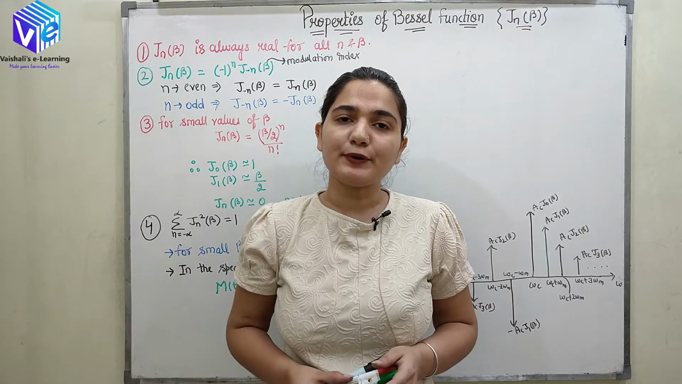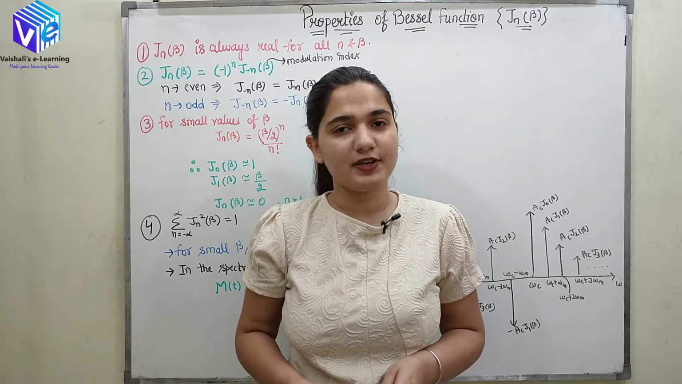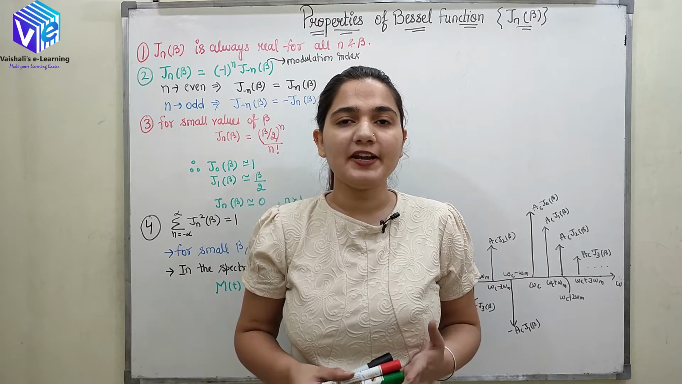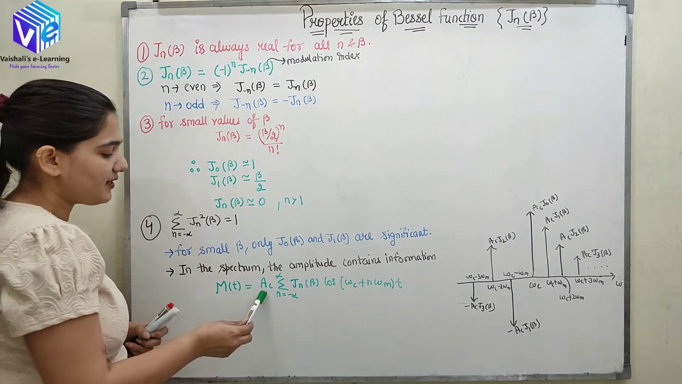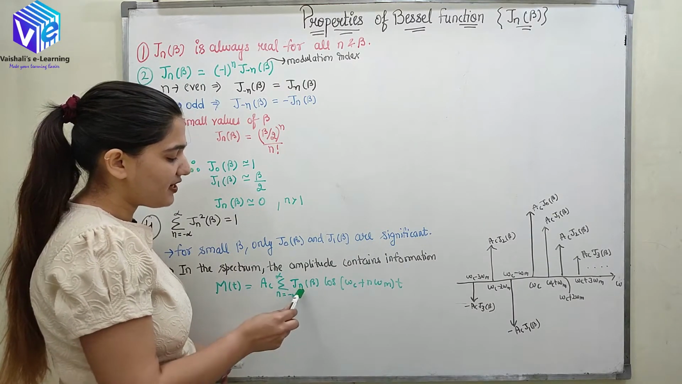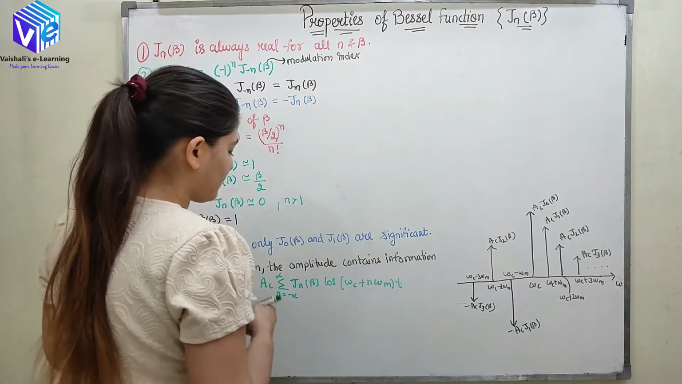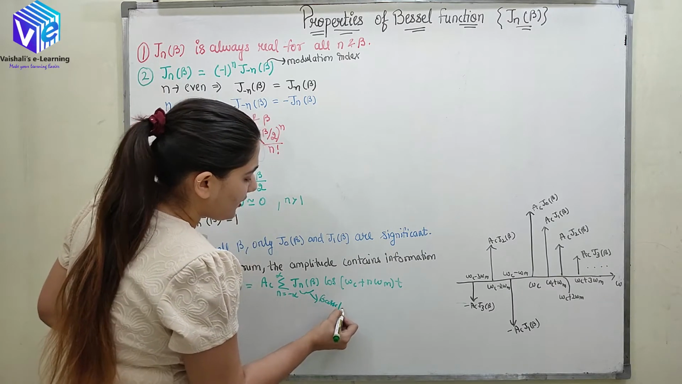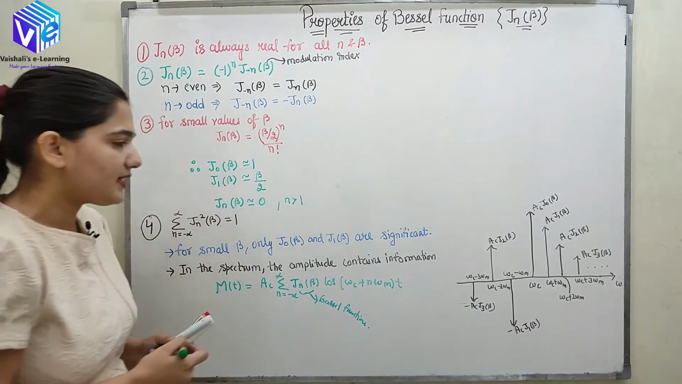In this video, we are going to see the properties of the Bessel function which we have already introduced in my previous video. In my previous video, I was talking about the wideband FM. In my wideband FM, the modulated signal was represented as A_c summation n equal to minus infinity to infinity J_n(beta) cos(omega_c + n omega_m)t. So this is my Bessel function. I introduced the frequency spectrum of the modulated signal as well.